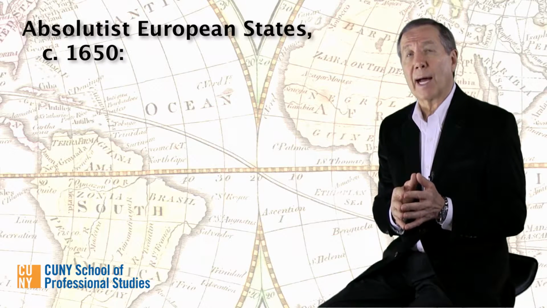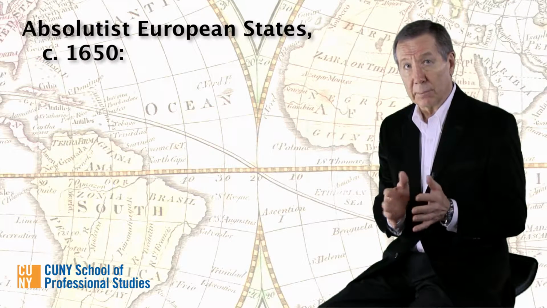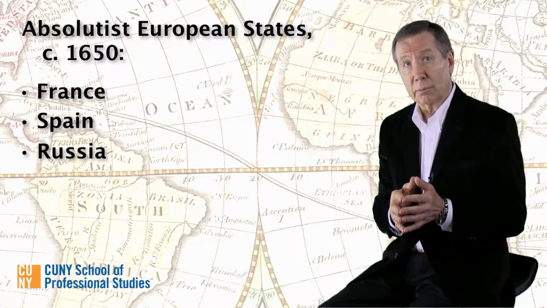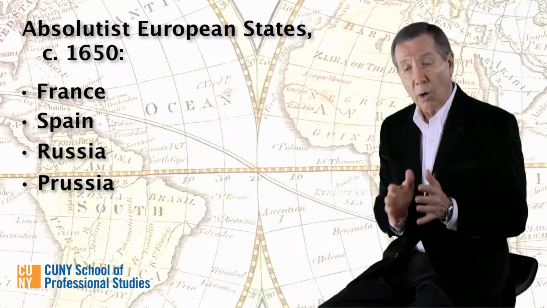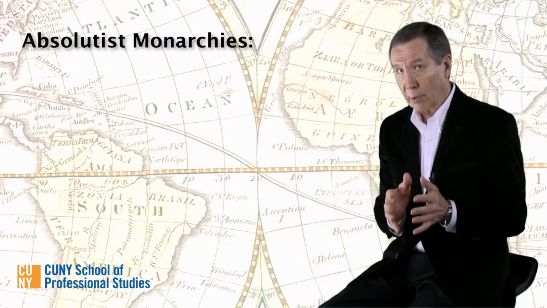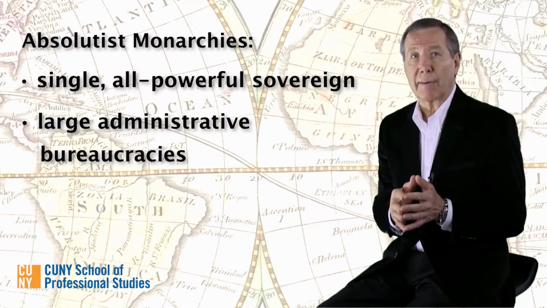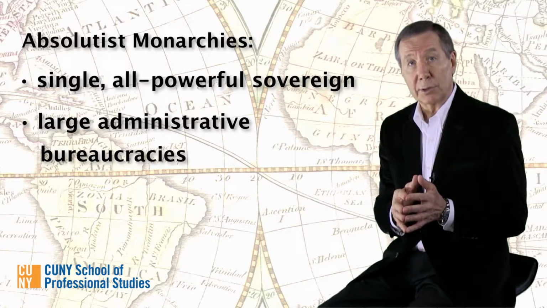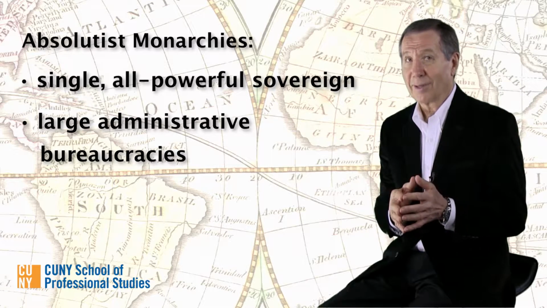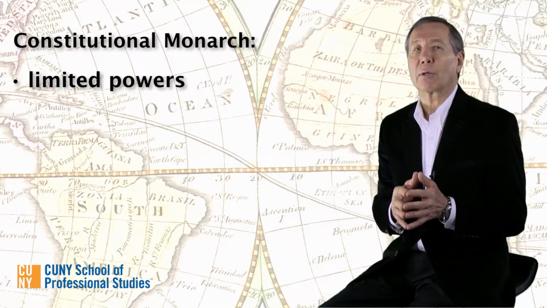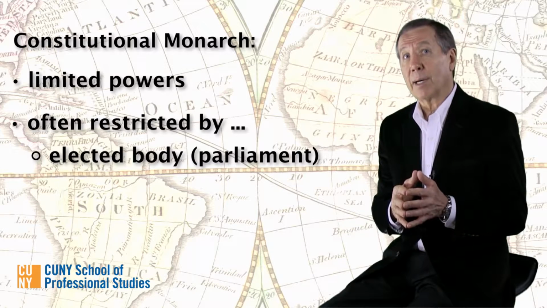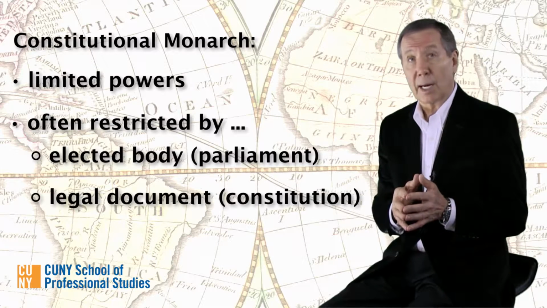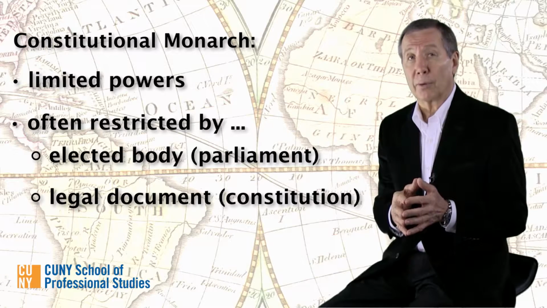It's a common feature of absolutist states, and we see it not only in France, but in Spain, Russia, and Prussia as well, all absolutist monarchies, with power concentrated in the hands of a single sovereign, often with administrative bureaucracies serving his or her interests. As opposed to the unlimited power that an absolute monarch wields, a constitutional monarch has limited powers, often restricted by an elected body, such as a parliament, or a legal document, such as a constitution, or both.